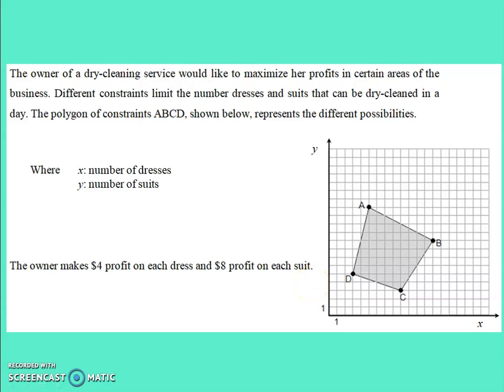So for example, there's a dry cleaning service. They dry clean dresses and suits. The profit is $4 per dress and $8 per suit. So this is one where you're already given the polygon of constraints. And there are going to be three different questions that I'll take you through.